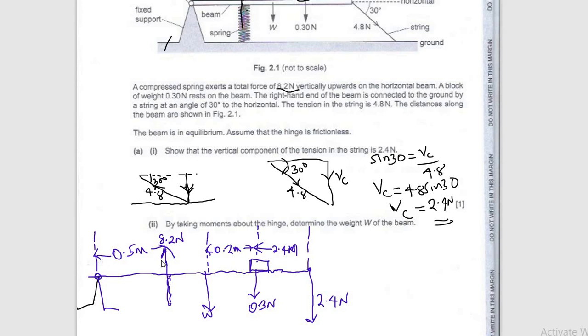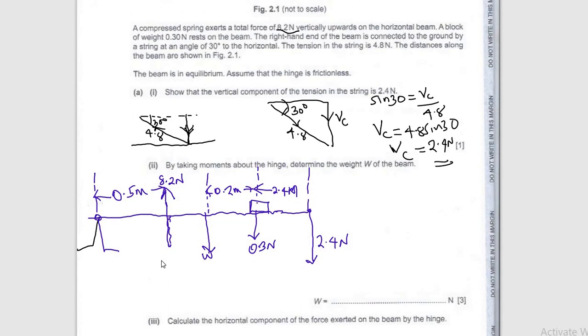Now, the question asks, by taking the moment about the hinge, find the weight W. Taking moment about the hinge means that all the forces must go toward this place. Everything, the direction must resolve there. Now, remember the principle of moment at equilibrium: summation of clockwise moment must equal summation of anti-clockwise moment.